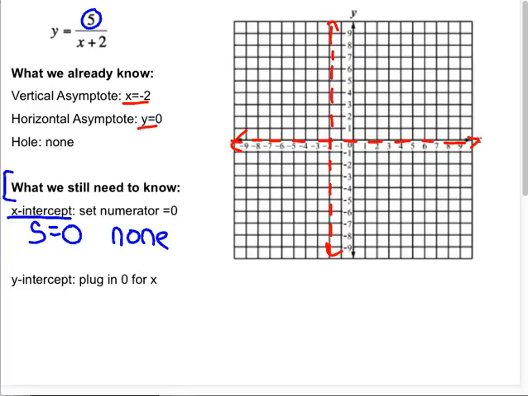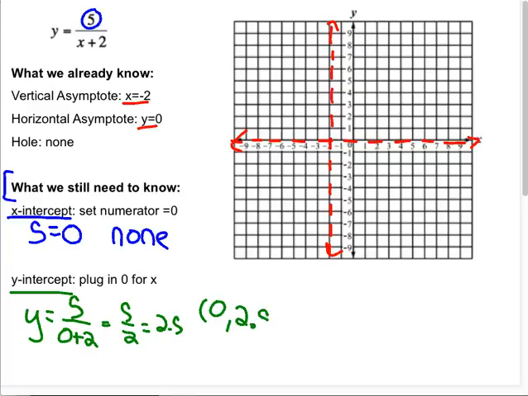The other point we're going to try to find is the y-intercept. The y-intercept is where we plug 0 in for the x's of the function. So 5 over 2 is about 2.5. So my y-intercept is at (0, 2.5). So I have a point right there.